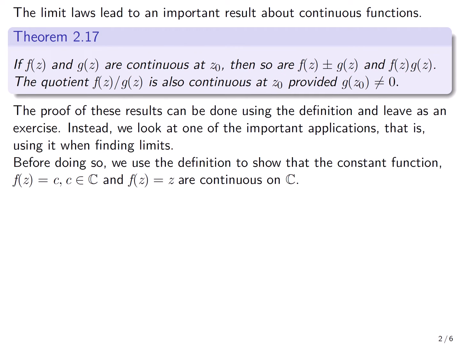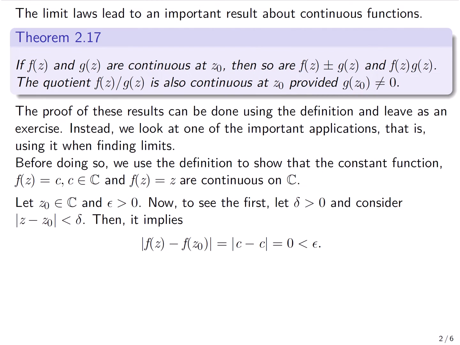Before doing so, we're going to look at two special cases. First, we show that the constant function and the linear functions are continuous on the entire complex plane, everywhere. So let's look at them one by one. For the first one, let z0 be an arbitrary point and also pick a positive epsilon.